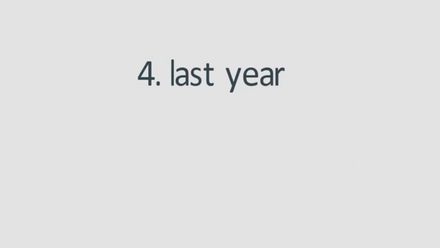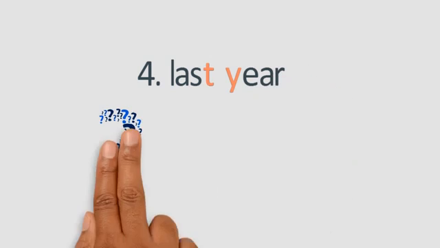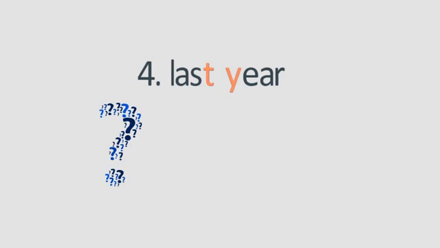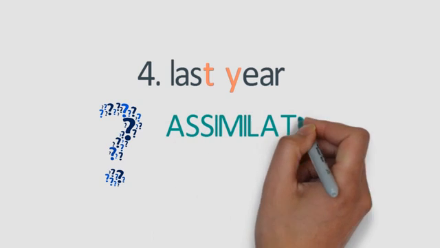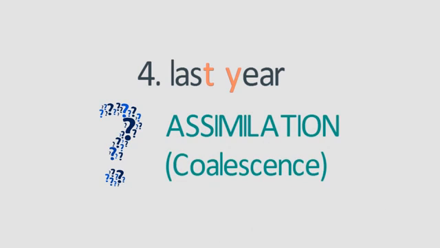We're almost there. Number 4. Last year. Last year. Think. Good! This is coalescence, a type of assimilation in both directions. A new sound has been created. J. Last year. Last year.